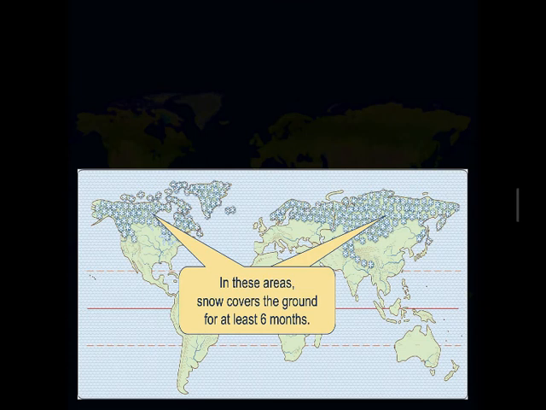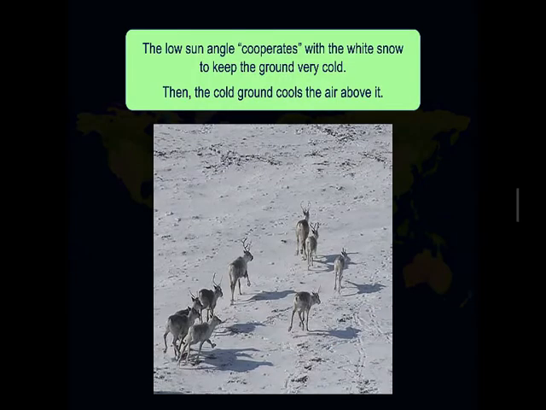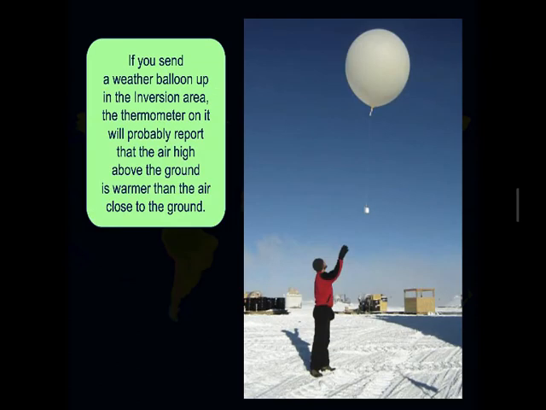In these areas, snow covers the ground for at least 6 months of the year. The low sun angle cooperates with the white snow to keep the ground very cold. Then, the cold ground cools the air above it. If you send a weather balloon up in the inversion area, the thermometer on it will probably report that the air high above the ground is warmer than the air close to the ground.